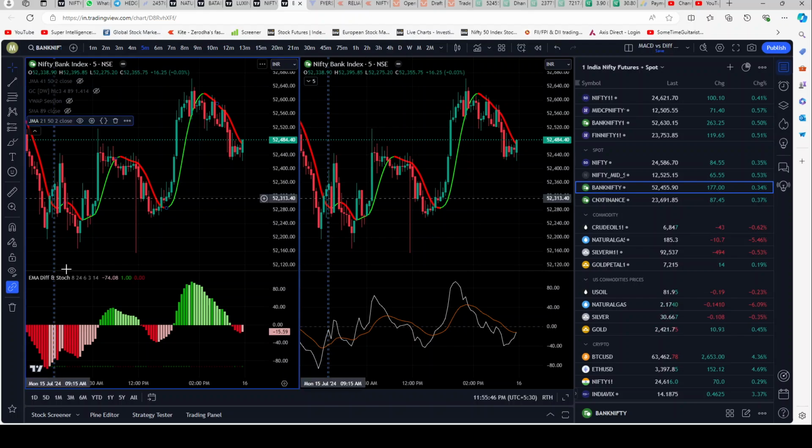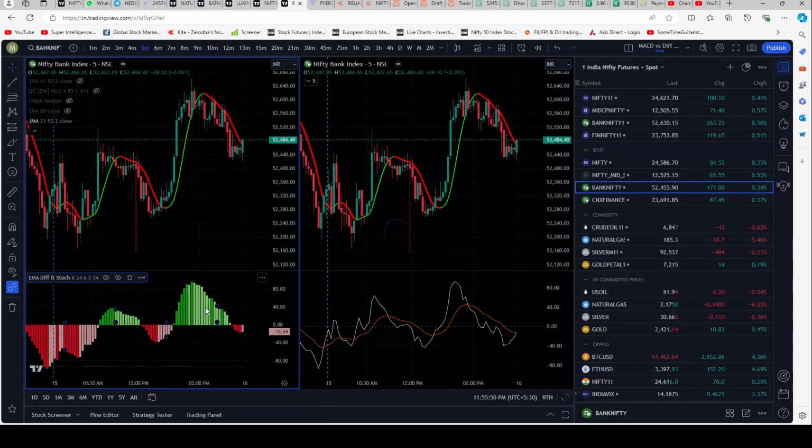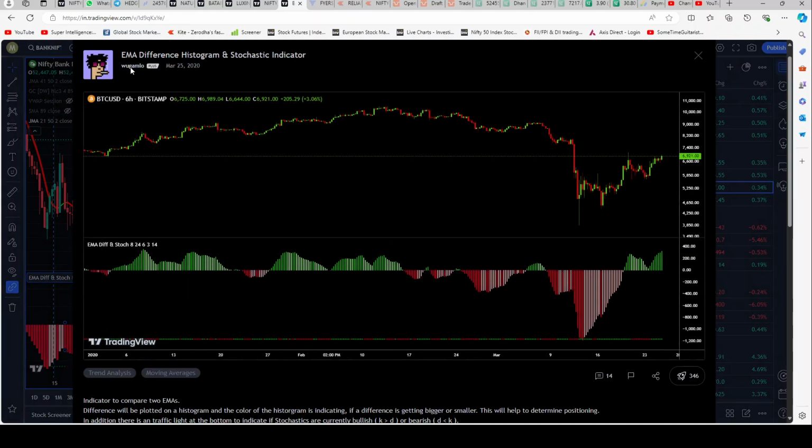At the bottom, I've got EMA Diff Stoch. This is by Wugamlo, if I'm not mistaken. I've shown this indicator many times. Yeah, Wugamlo. And I simply love this indicator.